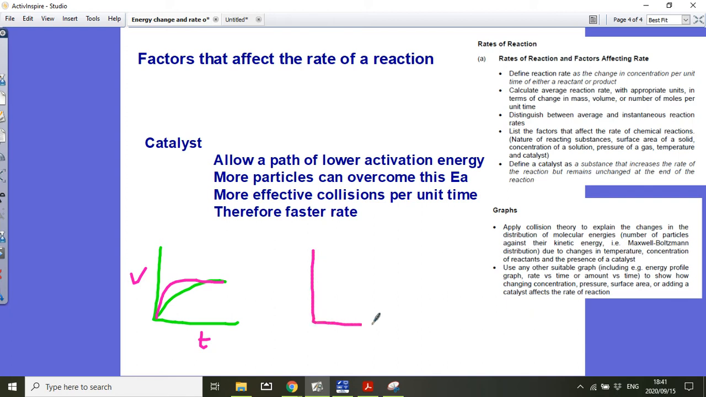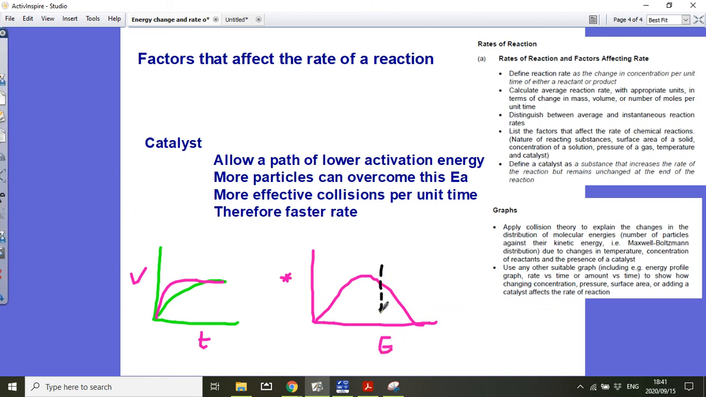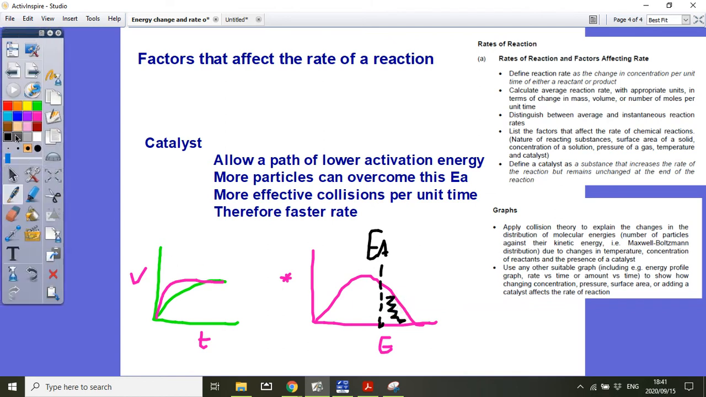For our Maxwell-Boltzmann graph, if that was my original graph like that, now remember this is here particles. This is energy. So they will always give you the original activation energy. So if they give you the original activation energy, it means these particles can react. But nothing else is changing. There are not more particles. They don't have more energy.